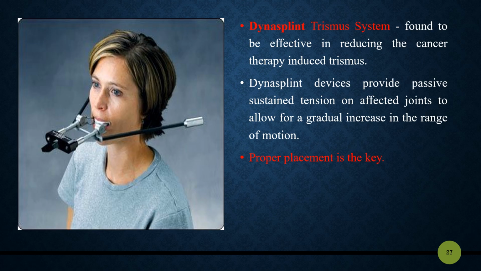This is a Dynasplint Trismus System. It is a therapeutic mouth opening device and it incorporates a custom mouthpiece to accommodate partially or fully edentulous jaws. The patient can use the device in a handheld manner or can attach the counterbalance bars, so this provides hands-free therapy. It is found to be effective in reducing cancer therapy-induced trismus. The biomechanical modality of a low load and prolonged duration stretch was attributed to the success in reducing contracture. This provides sustained tension on the affected joints to allow for a gradual increase in the range of motion. The proper placement of this device is key for success.